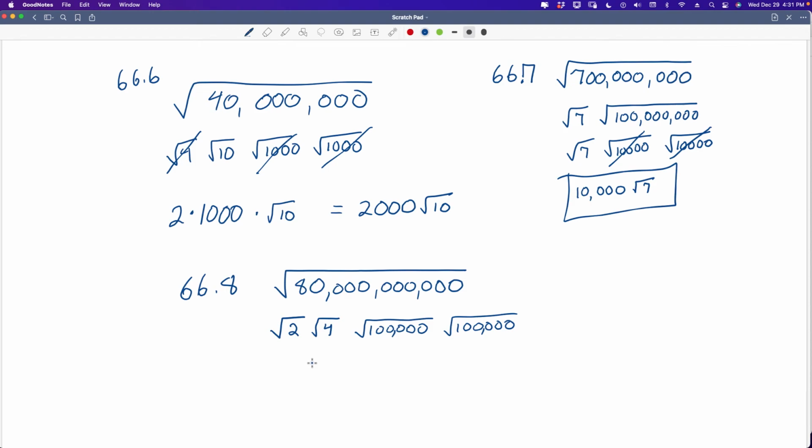But 4 is a perfect square, so that becomes a 2. These together become 100,000. So 2 times 100,000 is 200,000 times the remaining square root of 2. And that would be the answer to this one. Easy peasy. All right, you guys kind of see how to use the zeros to count them, divide them by 2, and that becomes your two radicals that you multiply against each other to pull out a whole number or a coefficient to multiply against the rest.